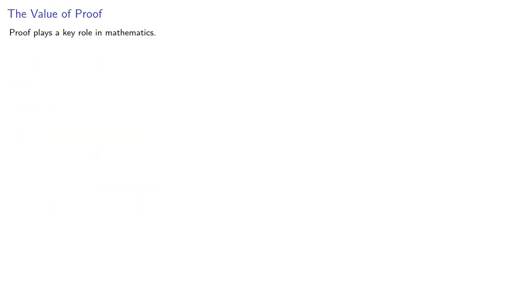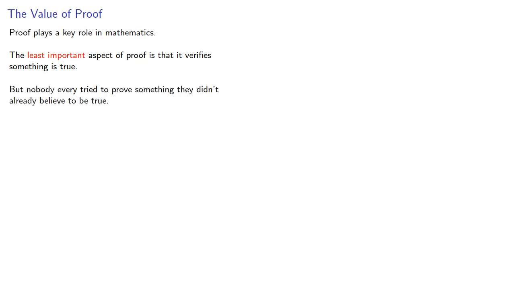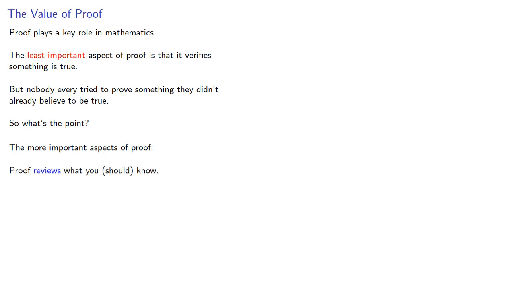And this goes to show that proof plays a key role in mathematics. The least important aspect of proof is that it verifies something is true. But in the history of forever, nobody ever tried to prove something they didn't already believe to be true. So what's the point? The more important aspects are that proof reviews what you should know, proof reveals new insight, and proof raises new questions.